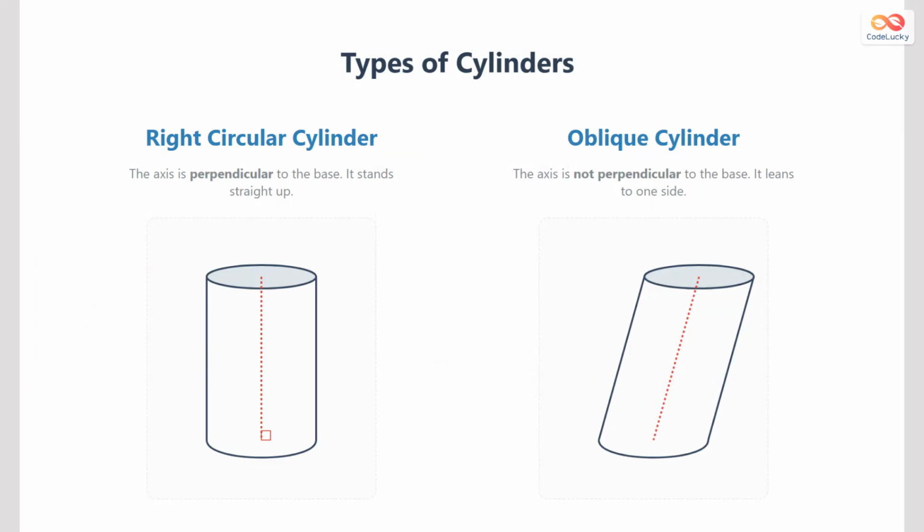Not all cylinders stand straight up. A right circular cylinder has an axis that is perpendicular to the base, meaning it stands at a 90-degree angle. An oblique cylinder leans over, so its axis is not perpendicular to the base, but the bases remain parallel.